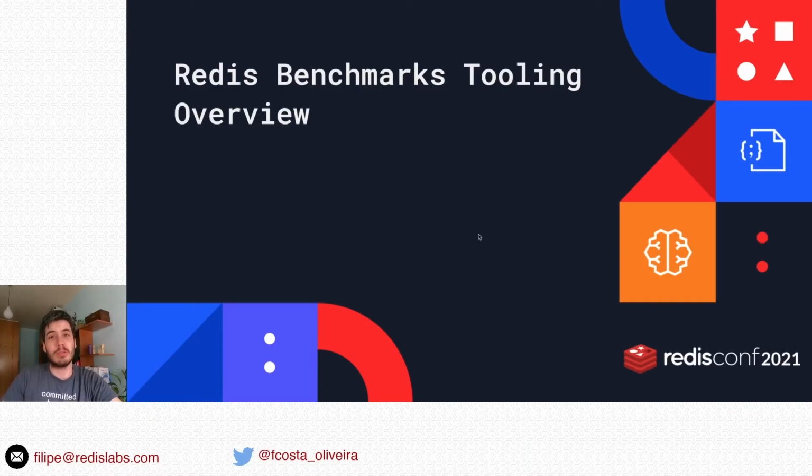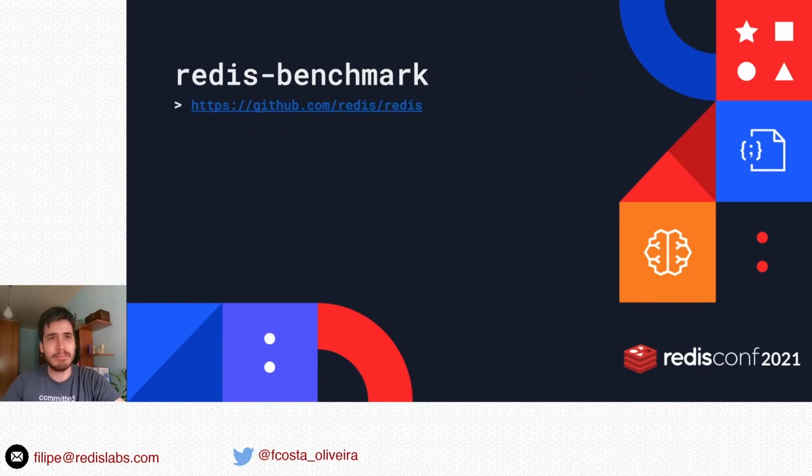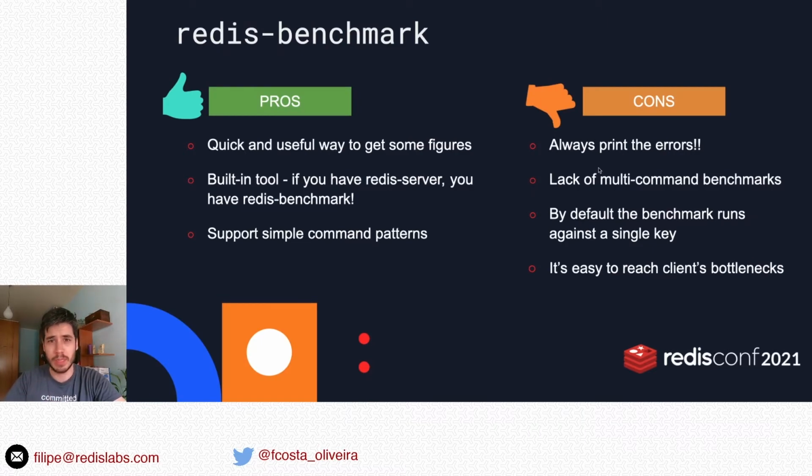Okay, so now let's talk about two of the most common benchmarking tools for Redis: Redis Benchmark and Memtier Benchmark. We'll start with Redis Benchmark. Redis Benchmark is part of the core Redis repo and developed and maintained by the community. Let's focus on its pros and cons. With regards to the pros, it's a very easy way to get some ballpark numbers. It's built in on the Redis repo, so if you have Redis server, it's very likely that you also have Redis benchmark available there, and it's an easy way of simulating simple command patterns.